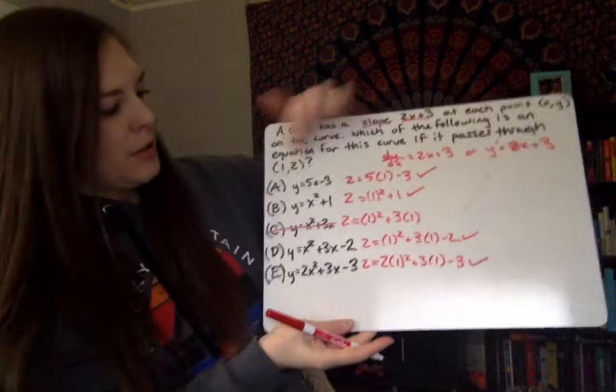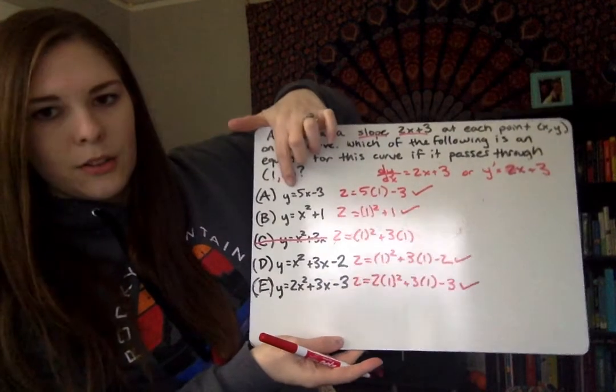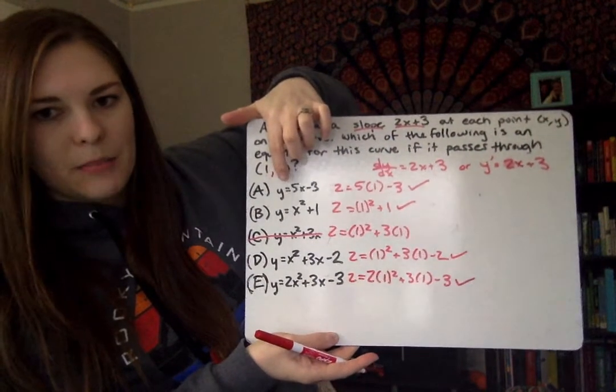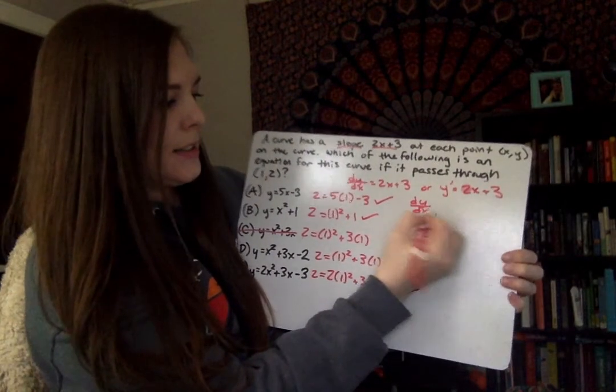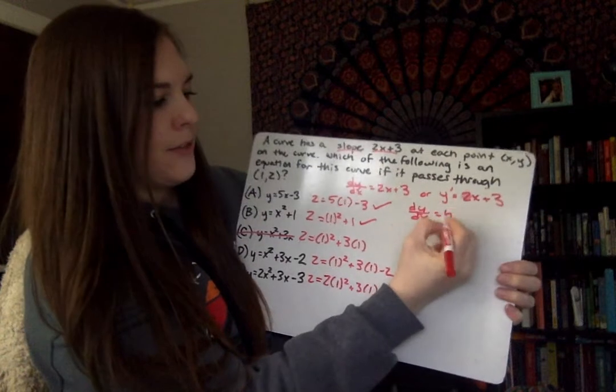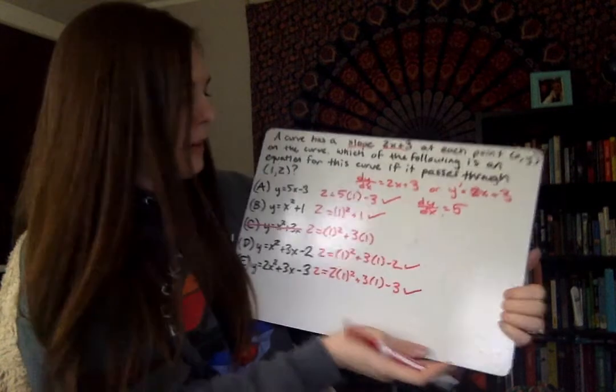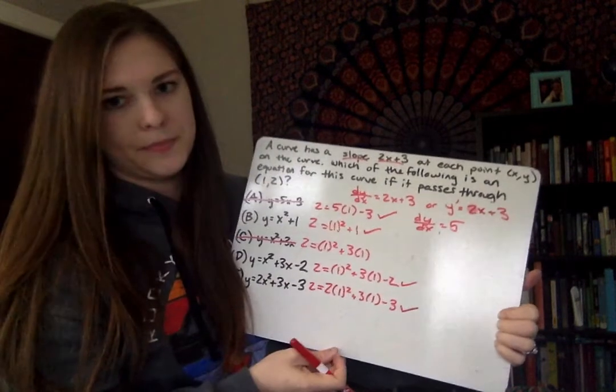So let's look. My derivative of y equals 5x minus 3. If I take the derivative of that, I'm going to get dy/dx equals 5. That is not what I want, so A can be eliminated.